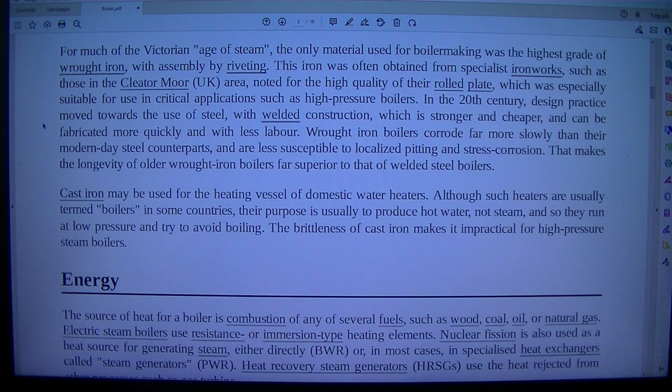In the 20th century, design practice moved towards the use of steel, with welded construction, which is stronger and cheaper, and can be fabricated more quickly and with less labor. Wrought iron boilers corrode far more slowly than their modern-day steel counterparts, and are less susceptible to localized pitting and stress corrosion. That makes longevity of older wrought iron boilers far superior to that of welded steel boilers.